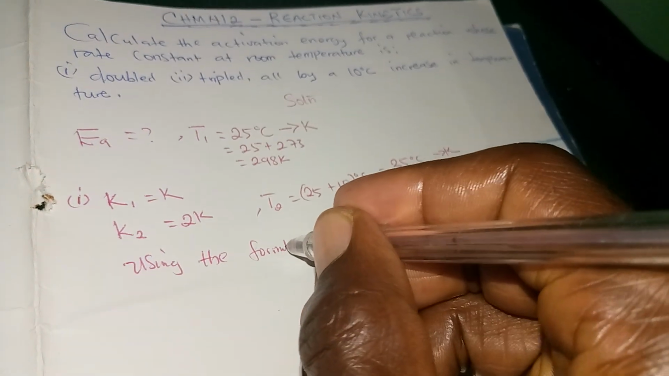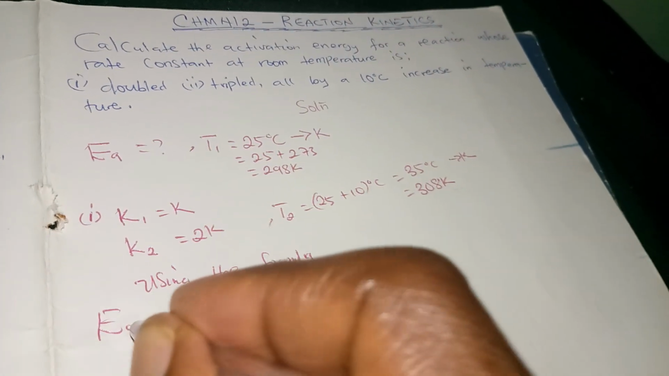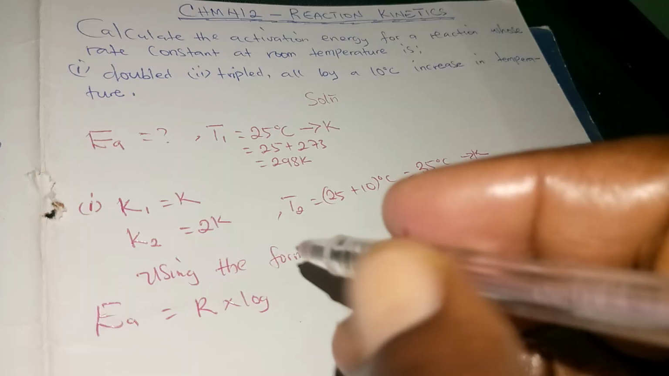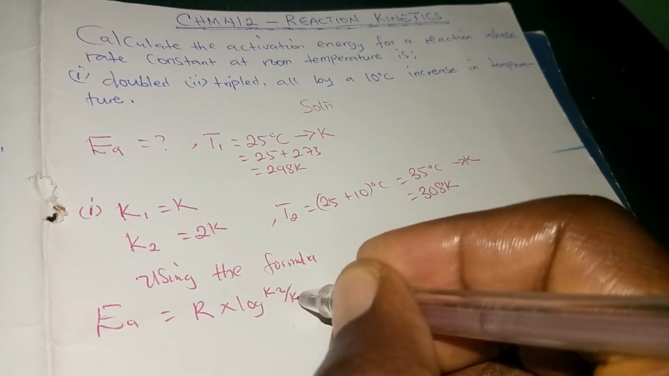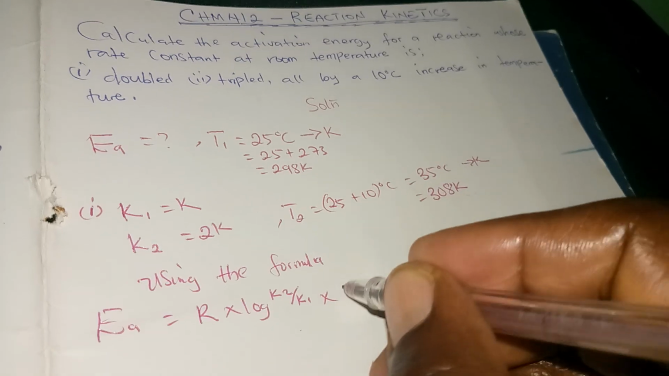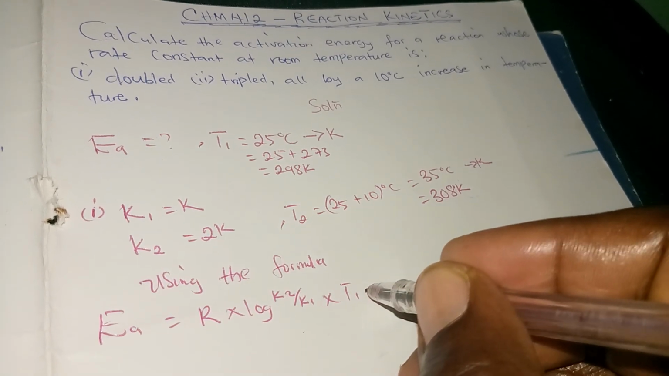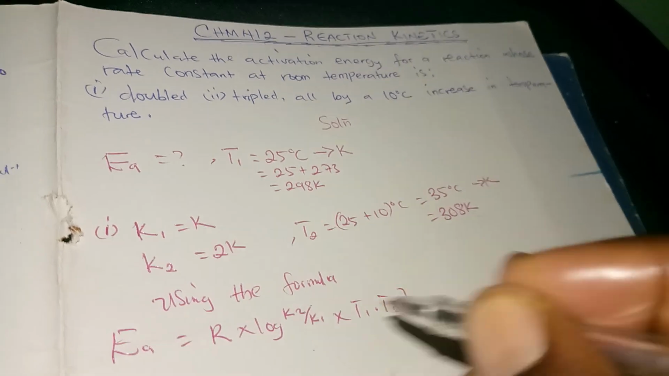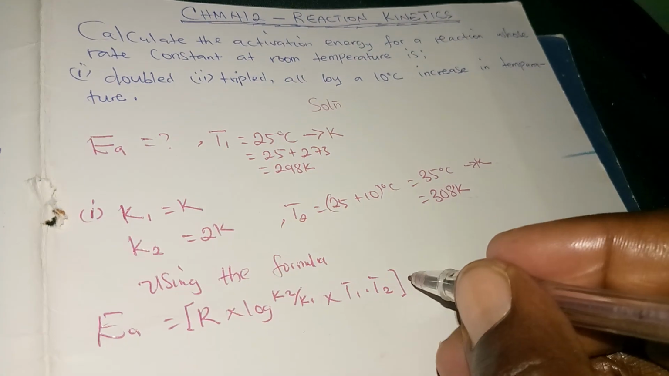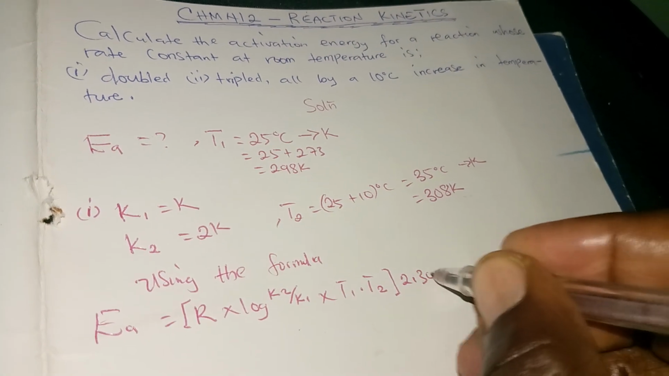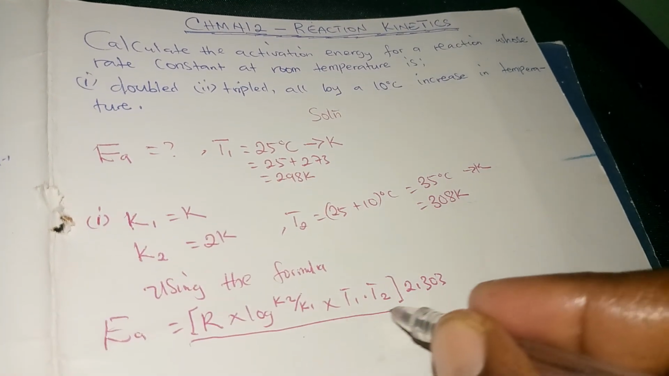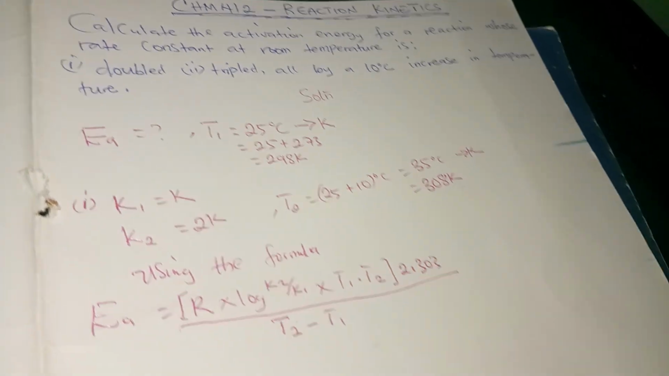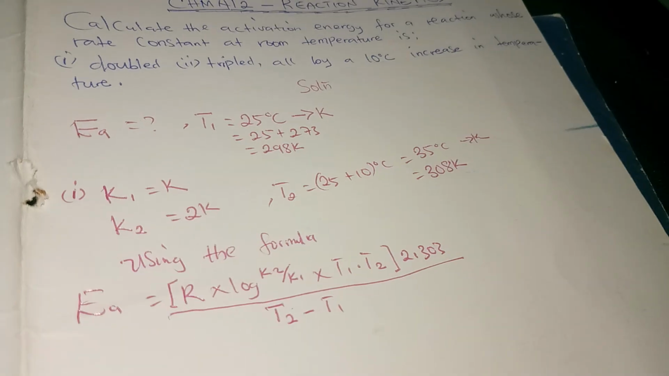now the formula is activation energy equal to R times log K2 over K1 times T1 times T2, times 2.303, all divided by T2 minus T1. Once you have this formula, you are doing well.